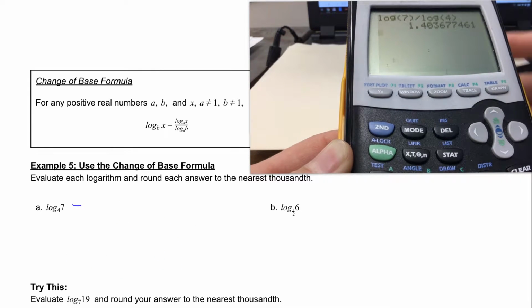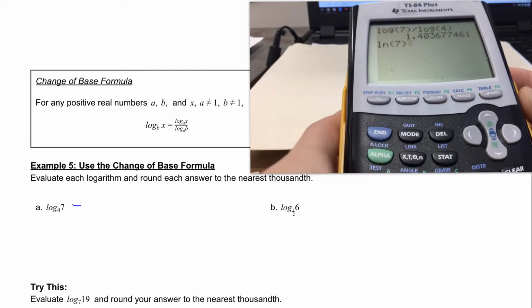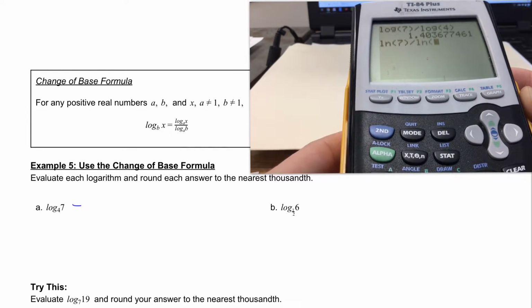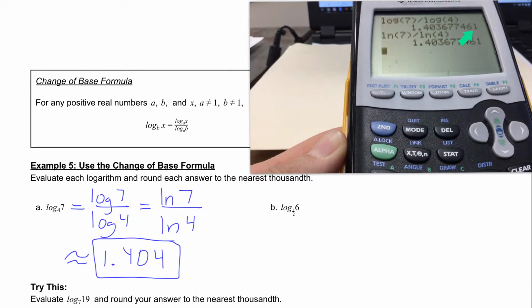And I just want to show you that the natural log is the same. If we use the ln button, the ln of 7, and divide that by the natural log of 4, and hit enter, you see that you get the exact same thing. So whether we use the log or we use the natural log, they are the same answer.